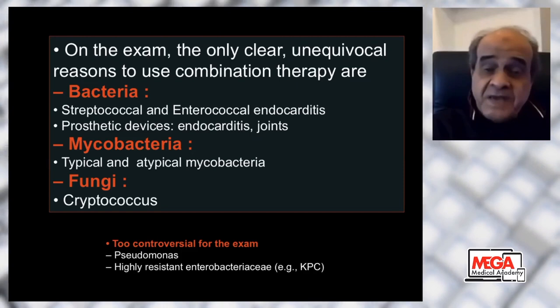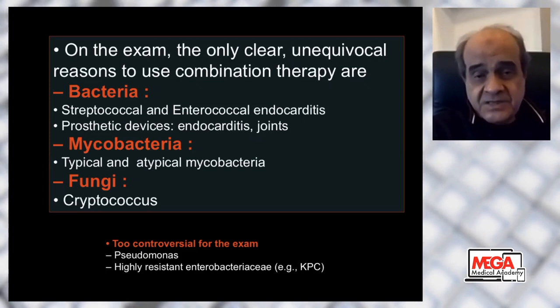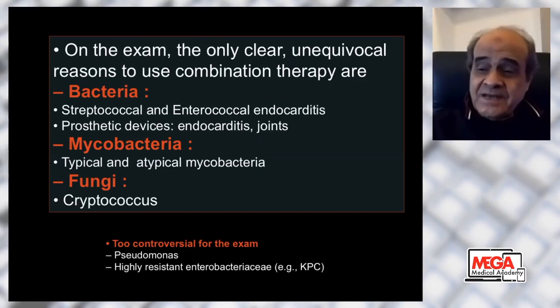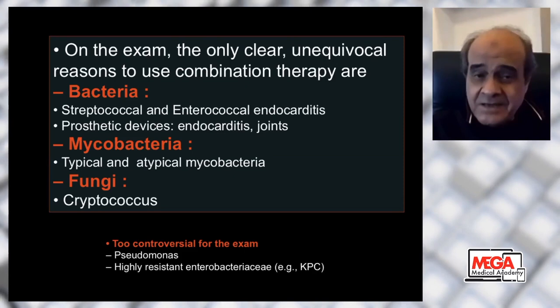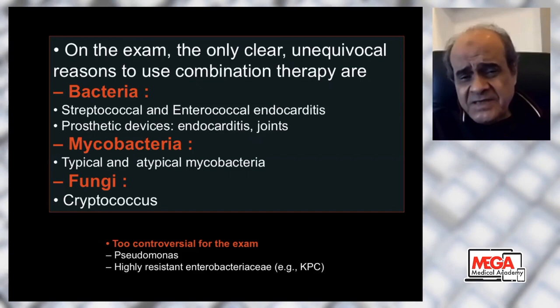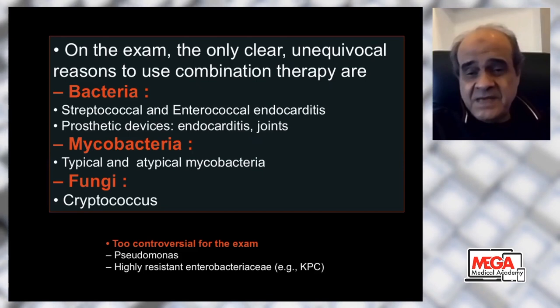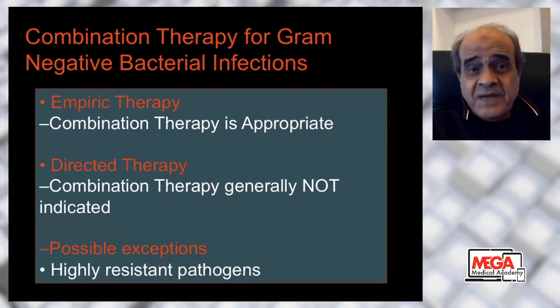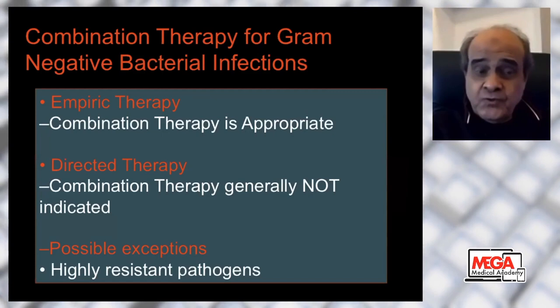But during directed therapy, according to culture, we have to use one drug only, according to culture sensitivity. So we can start empirically with a combination of antibiotics, and after that we have to de-escalate to the optimum antibiotic according to the result of the culture, which we withdraw before starting antibiotic management. Also, in some organism infections like severe Pseudomonas infection or highly resistant Enterobacteria, such as carbapenemase-producing Klebsiella pneumoniae, we can start combined antibiotics in such exceptional situations. Combination therapy for gram-negative bacterial infections, as I told, is for empirical therapy. In directed therapy, don't use combined therapy. Both were exceptions in highly resistant pathogens.